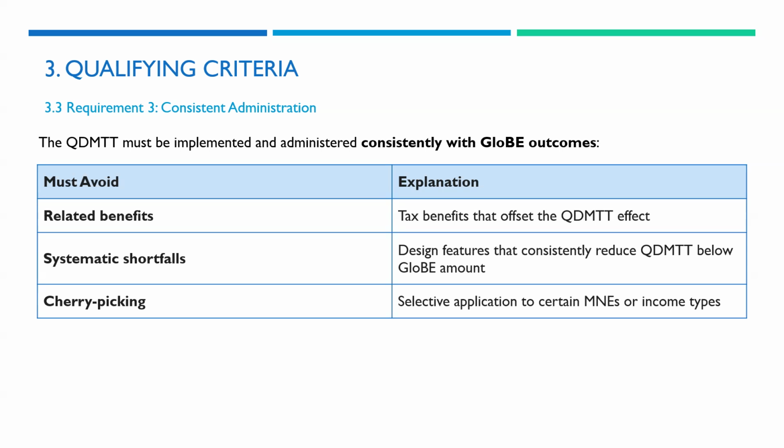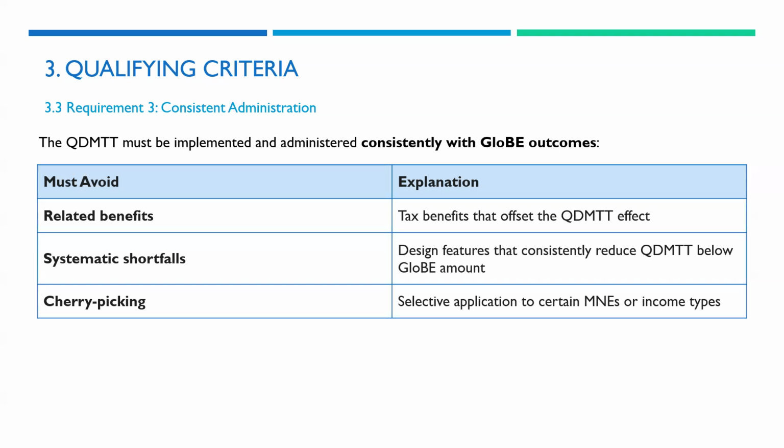So there are three things which would make your local DMTT into a QDMTT. Number one, there should be functional equivalence. It should be functionally equivalent to the GloBE architecture. Second, there should be a 15% minimum rate. You can't have a minimum rate which is less than 15% for calculating top-up taxes. And third, there should be consistent administration also. Then only will you get a qualifying status.